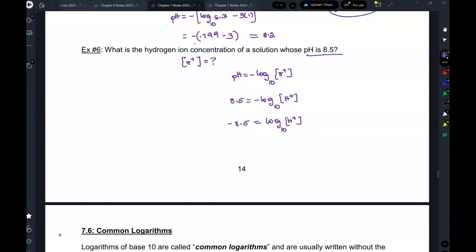Okay, what happened again? We have a logarithm on one side, but it's okay because what is the answer to a logarithm? That's right, it's an exponent. So this is the exponent. Every exponent needs a base. 10 is the base. So I have 10 to the power of negative 8.5 is equal to the H plus ion concentration. And you can actually leave it like this because plugging this in is going to give you a very, very tiny number. Okay? All right. So there we go.